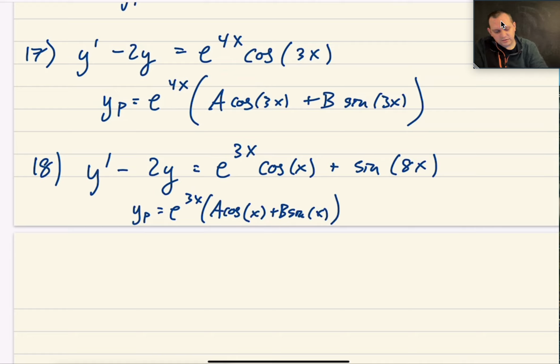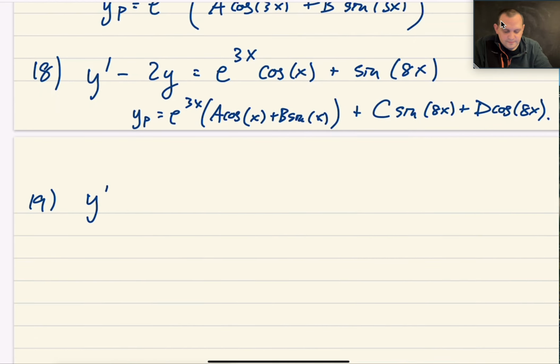That's how we would handle this term, the e to the 3x cosine of x. And then the sine of 8x would be, if we were to have something like c sine of 8x plus d cosine of 8x. So we would need both of those terms in there. And in fact, that principle is true in general.